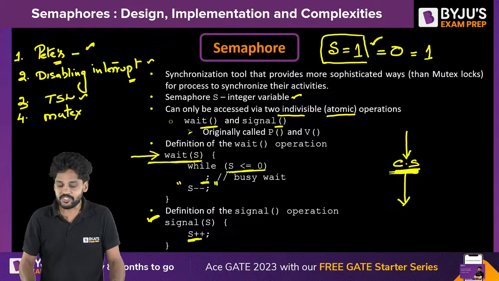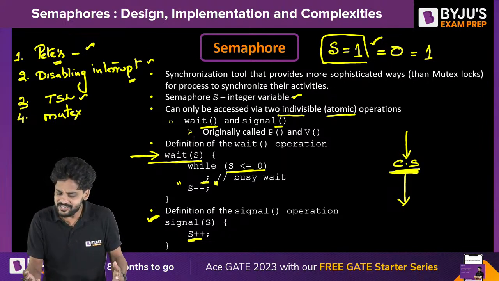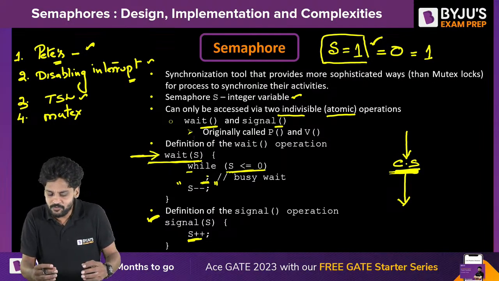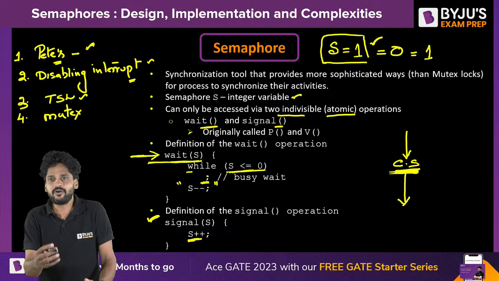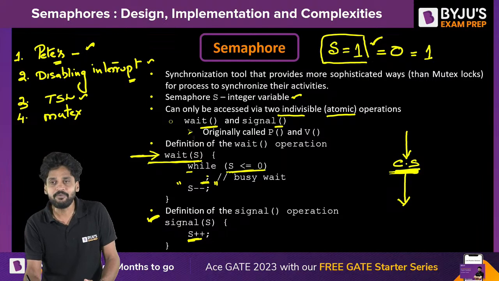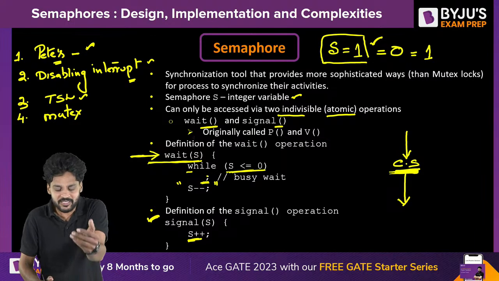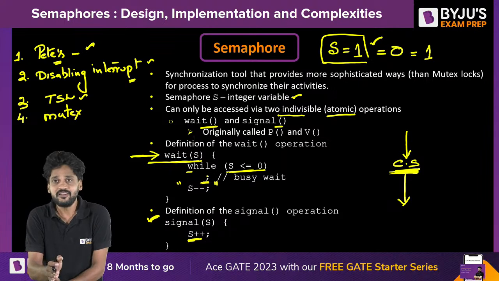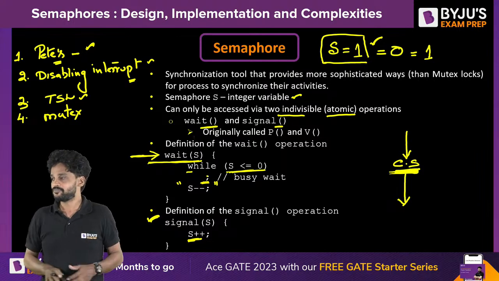Let us understand. If you focus on this wait operation, you can clearly see there is still a while loop, still an infinite while loop. When a process finds that the S value is less than or equal to 0, it will still be caught up in the while loop. That means it is not completely free from busy waiting. Of course, the busy waiting we have observed in the other solutions is still persisting in the definition of the semaphore, that is, in the wait operation. Am I correct or not?